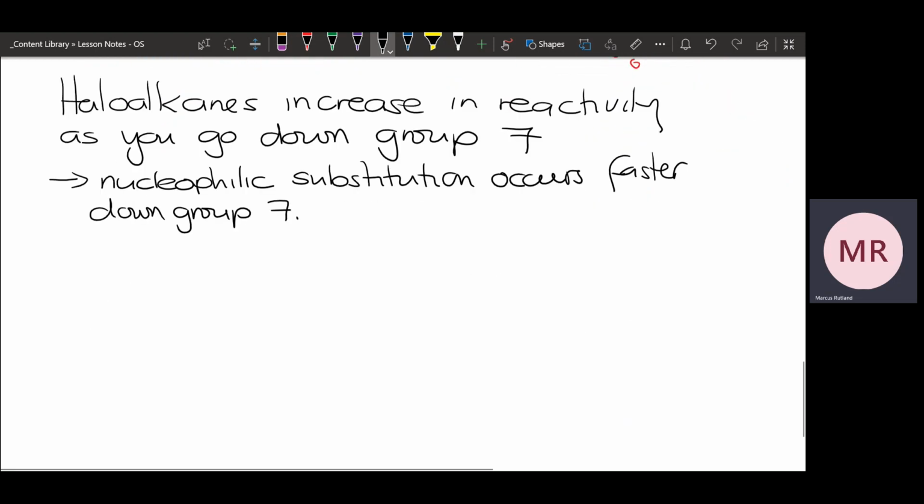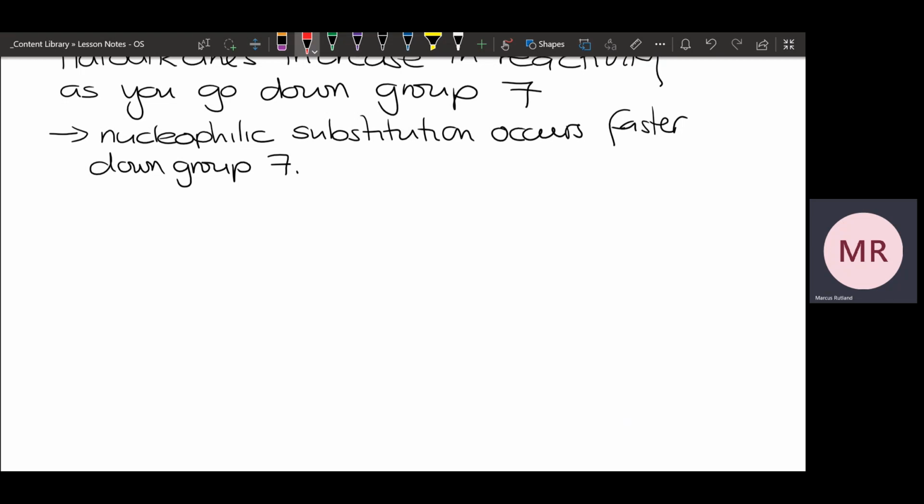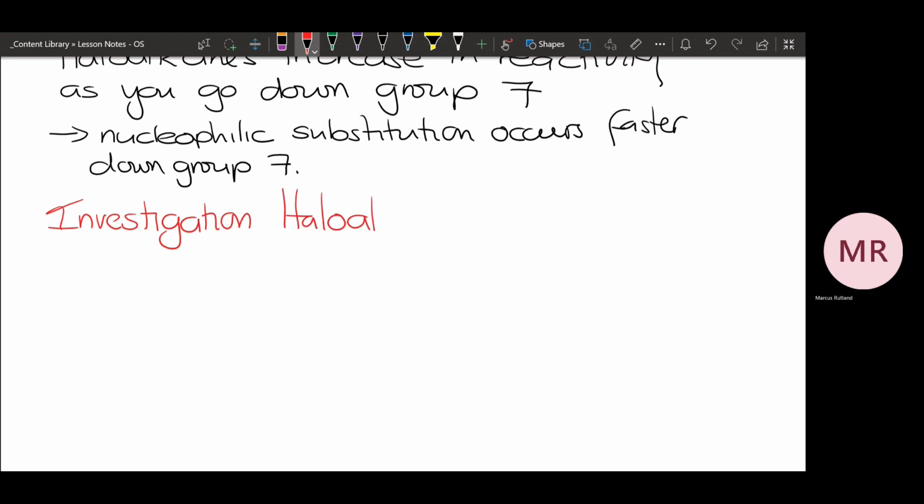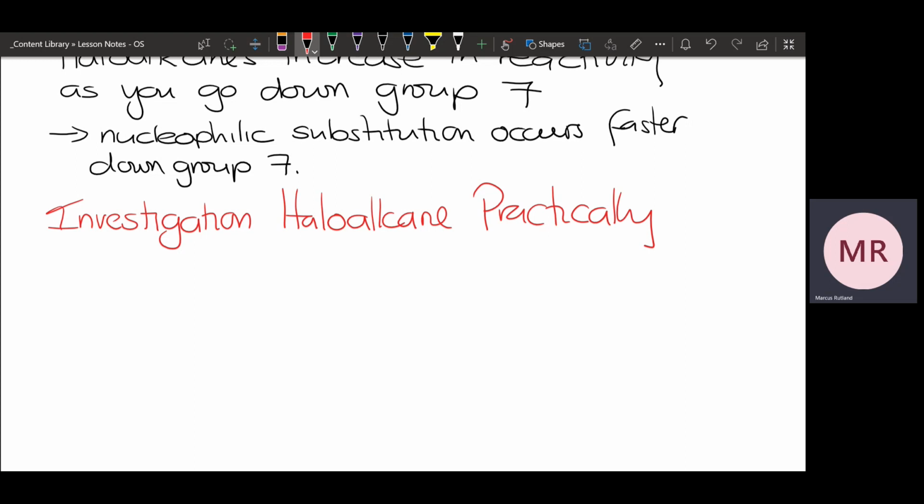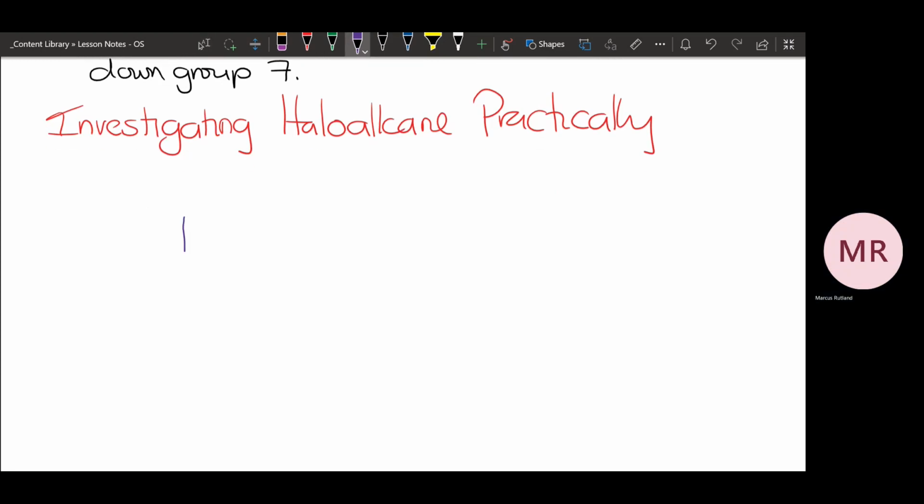Okay, there is one little extra thing that you have to do here. You need to be aware of how this could be investigated in the lab. So, investigating haloalkane reactivity practically. And if I was with you, I would have done a little demonstration of this. There's not much to see, to be honest. Try and remind me at the beginning of next year. I'll show you. And so here's what you do. You get a test tube, and into that test tube you put a mixture of things.